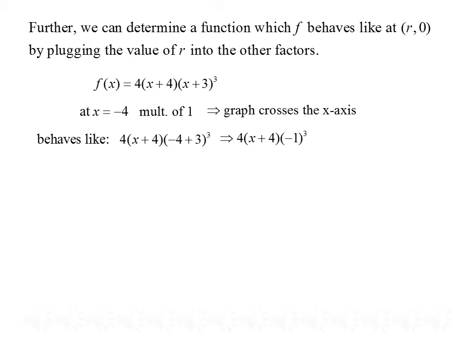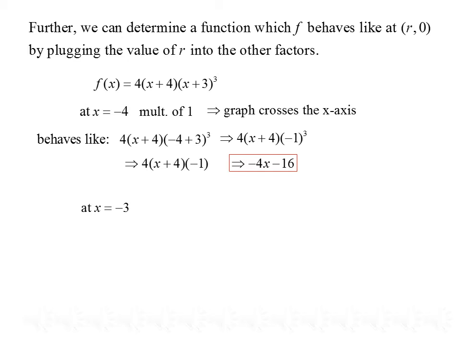Negative 4 plus 3 is negative 1, so we have 4 times x plus 4 times negative 1 cubed. And negative 1 cubed is just negative 1, so we have 4 times x plus 4 times negative 1. If we distribute everything, that's going to give us the function negative 4x minus 16. So at the zero, x equals negative 4, our graph behaves like the linear function negative 4x minus 16.